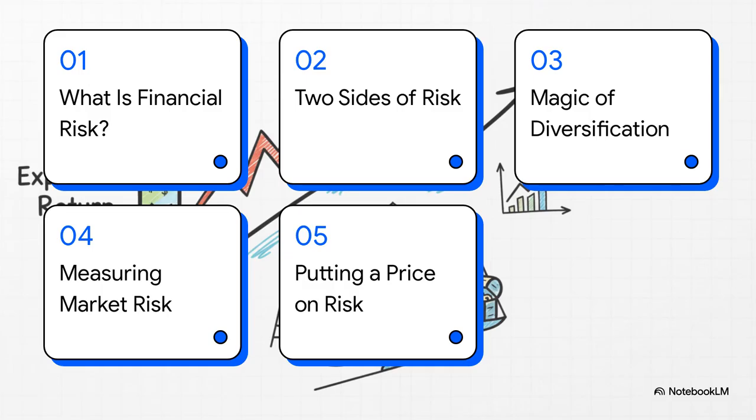So, here's our game plan for this explainer. Think of it like a funnel. We're going to start broad by defining what we even mean by financial risk. Then, we'll split it into two crucial types. After that, we'll see how to magically get rid of one of them, figure out how to measure what's left, and finally, learn how to put a price tag on it. It's a really logical path from total confusion to, hopefully, total clarity.